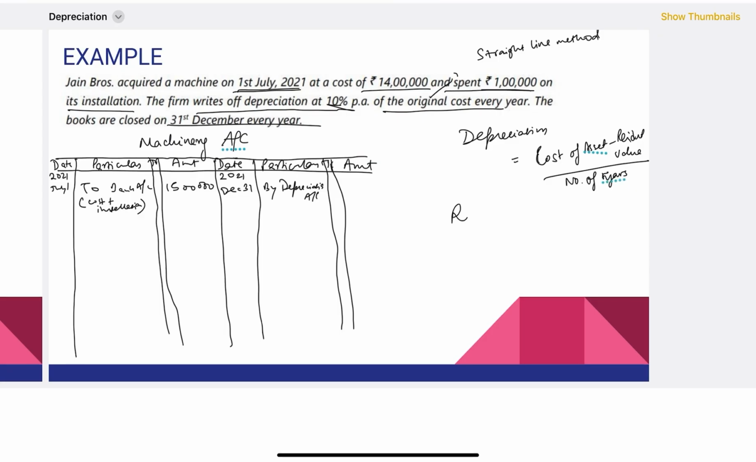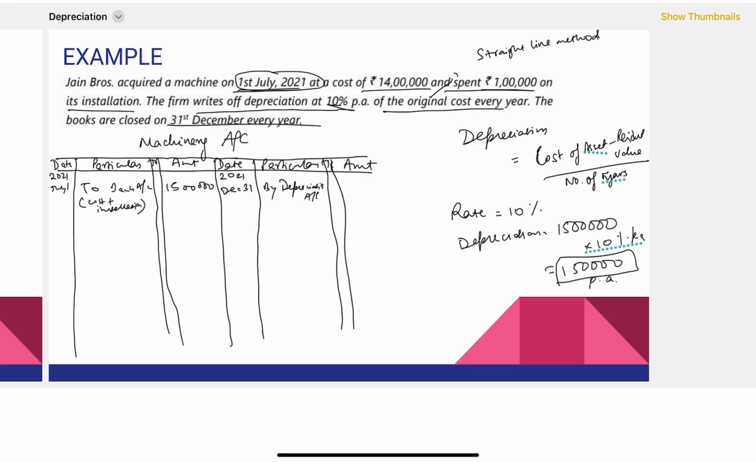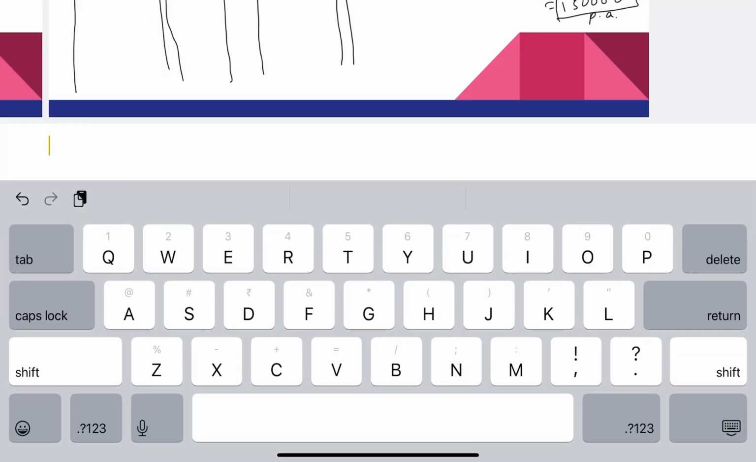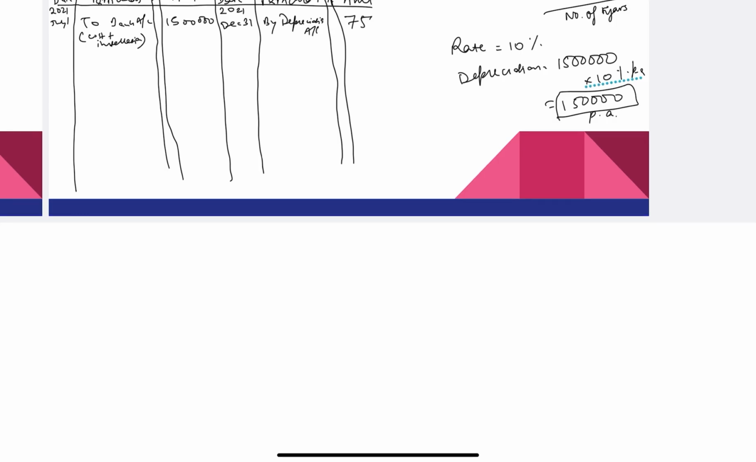But here we have already been given the rate of depreciation. So instead of applying this formula, we can calculate the depreciation as cost of the asset, that is 15 lakh into 10%, that is 1,50,000. Now this is per annum, like it is charged for a particular year. Now we have acquired the machine on 1st July. So the accounting year is from January to December. We have purchased the machine after 6 months. So we will charge depreciation for only 6 months. So half of this, that is 75,000. Now we can just balance it.